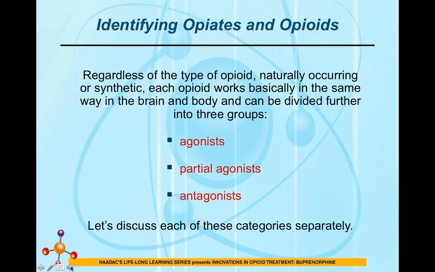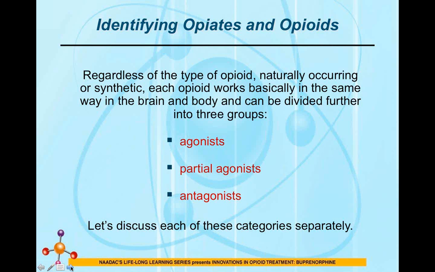So that's my big caveat before we dive right in. Starting with the most basic topic: what are we talking about when we say opioids or opiates? Just to be super clear, regardless of the type of opioid, whether it's naturally occurring or synthetic, each opioid works in the brain in the exact same way. And it can be divided into three categories.